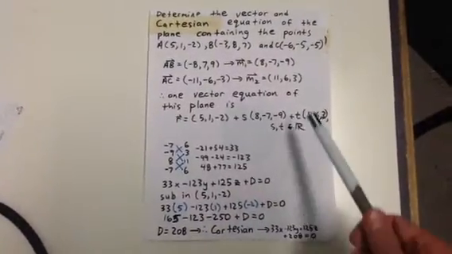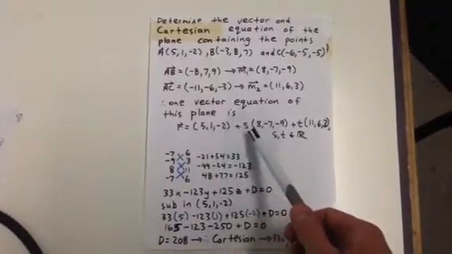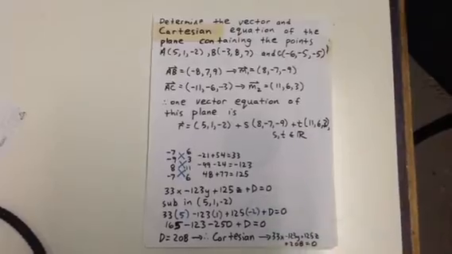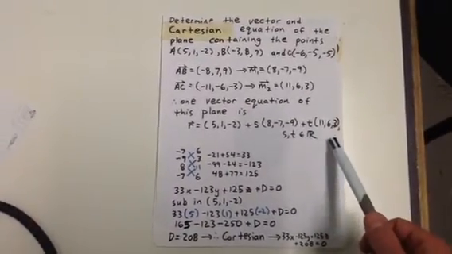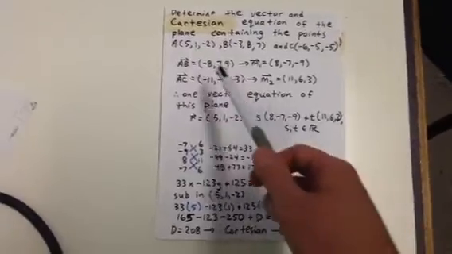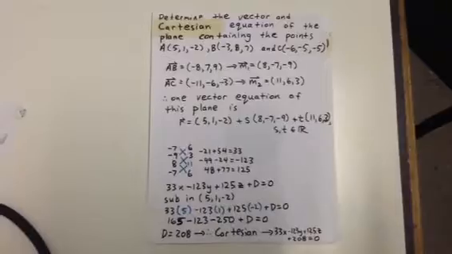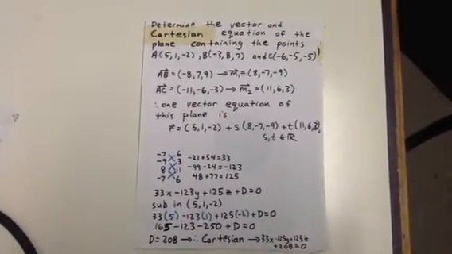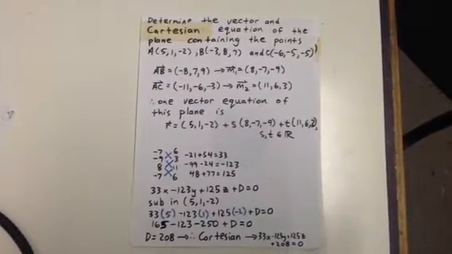And so one possible vector equation of the plane is 5, 1, -2 plus s times 8, -7, -9 plus t times 11, 6, 3. Well, that's a valid vector equation. We could have used any of these as position vectors. But what we want to do next is find a valid Cartesian equation. And to do that, we want to get the normal vector of the plane.